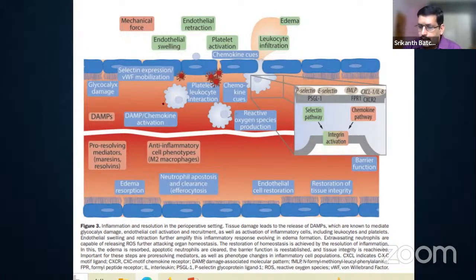So what happens in the immune response part? The DAMPs are released. You can see here the DAMPs will cause chemokine activation, and then come the platelets, and they will interact with the leukocytes. The leukocytes are released. They will interact with other cells which are also activated due to immune response, and all these changes occur.